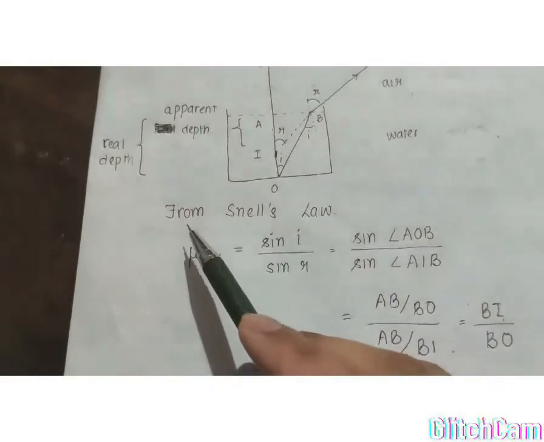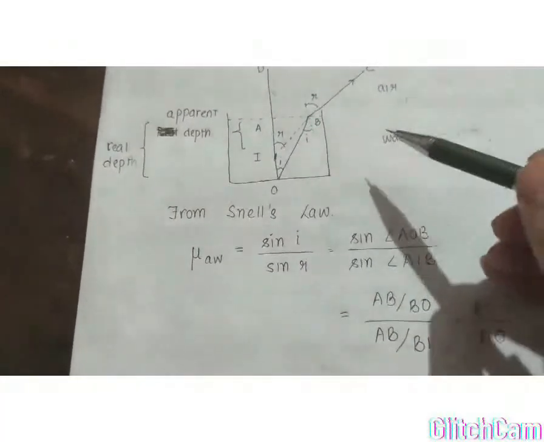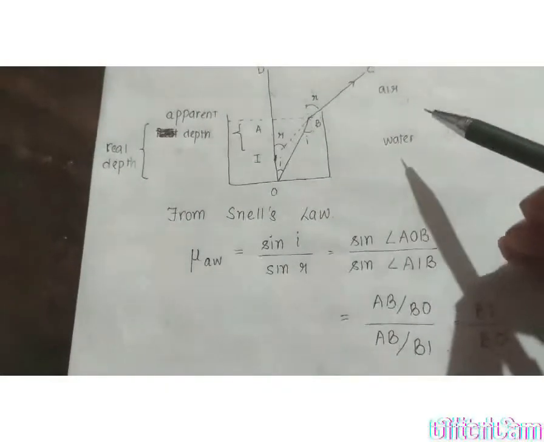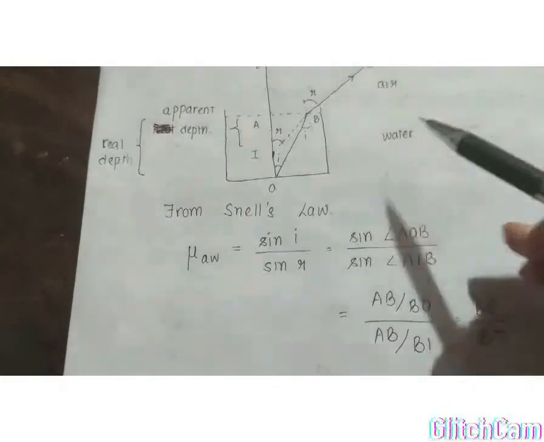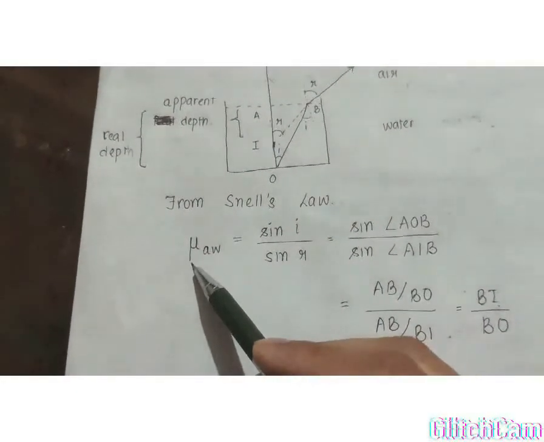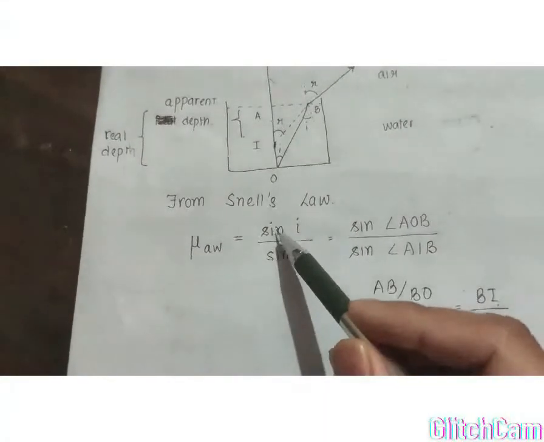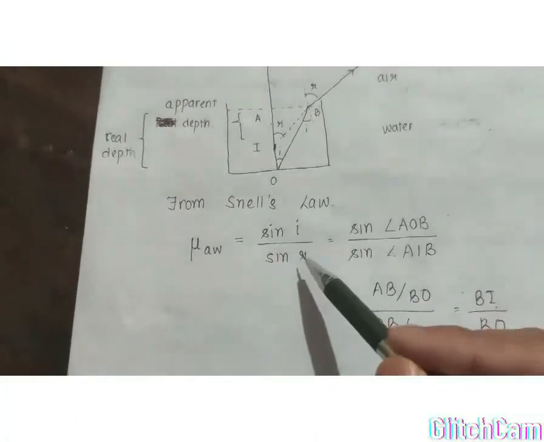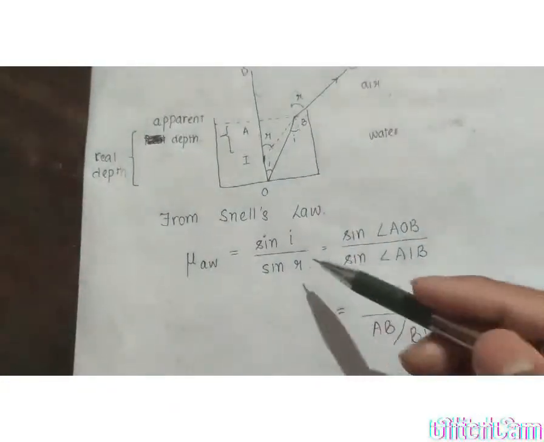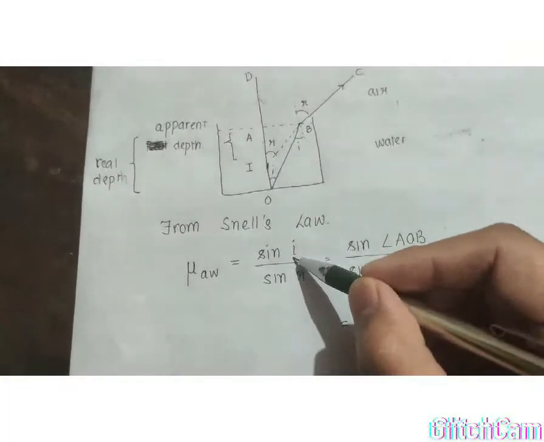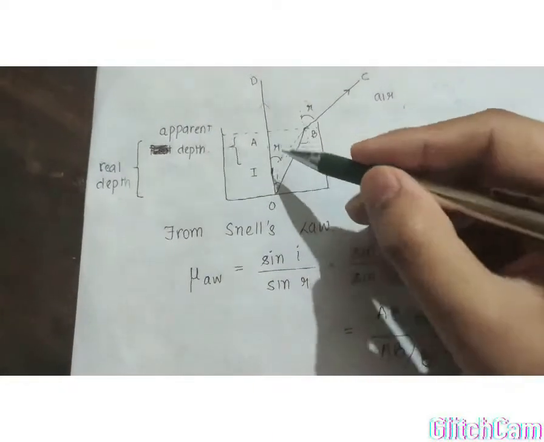Now coming to our derivation from Snell's law. We know from Snell's law, as our light is moving to which medium? Air. From which medium? Water. So I'll write down refractive index of air with respect to water equals sine of i divided by sine of r. Now which is your sine of i? It is your A.